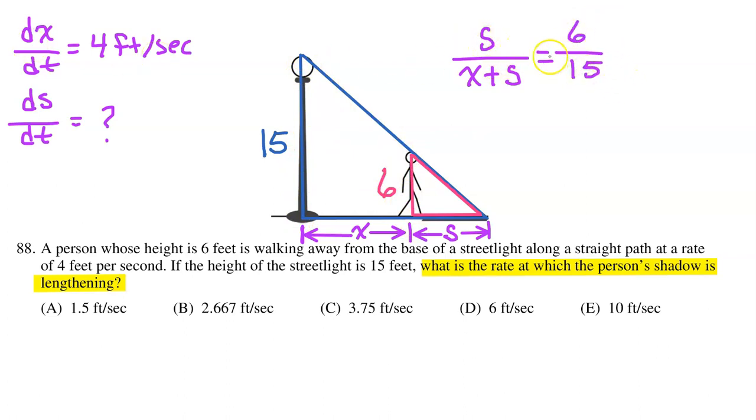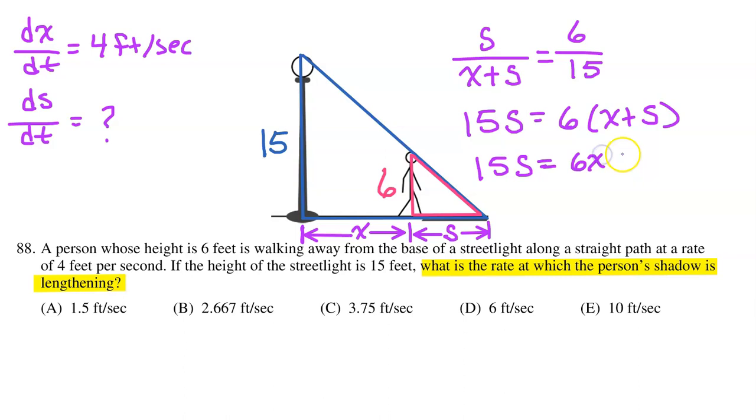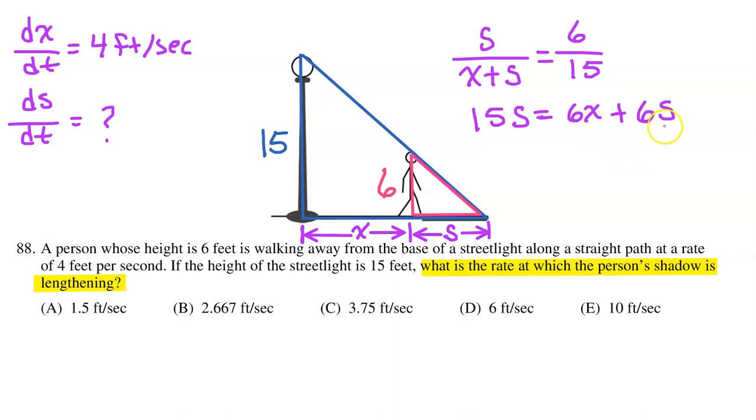If you cross multiply here, you get 15s is equal to 6 times x plus s. Now let's do the distributive property. So we will get 15s is equal to 6x plus 6s. Subtracting 6s from both sides, and we get 9s is equal to 6x. Dividing both sides by 9, we get s is equal to 6 over 9 x.